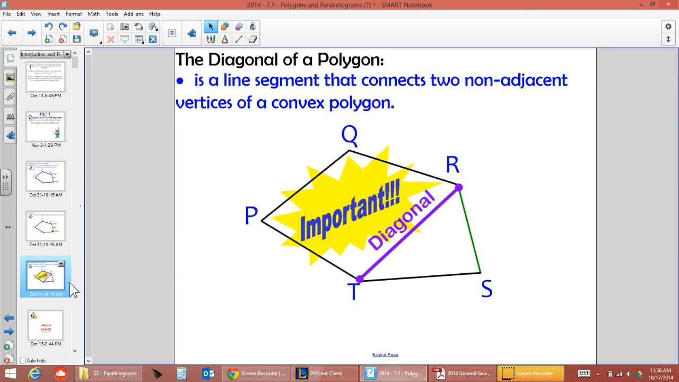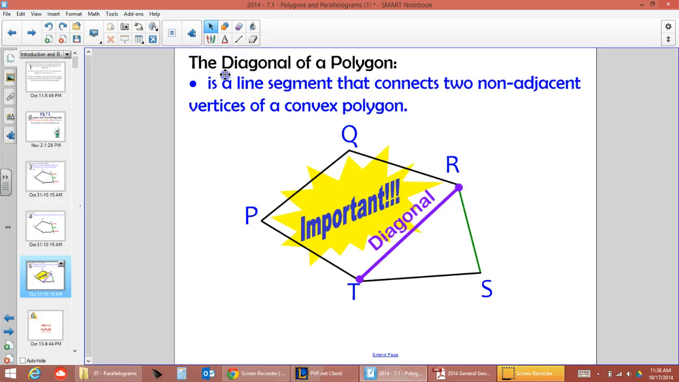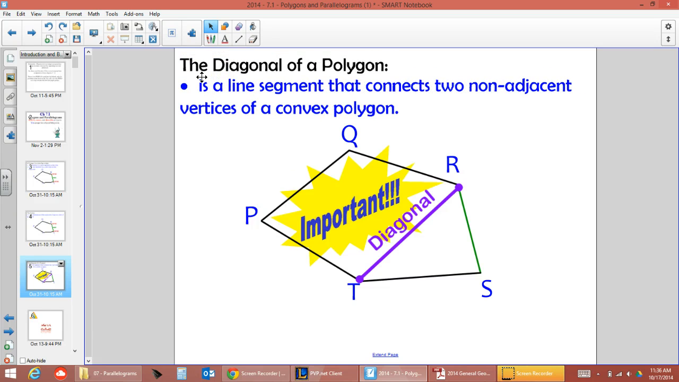All right, so the diagonal, this one is important. The diagonal of a polygon is connecting any vertex to a non-adjacent vertex. So RS here is a side, but RT is a diagonal, and RP would be a diagonal, and RQ would just go back to being a regular side. So this one actually has 2 diagonals from R to T and from R to P. So the diagonals connect vertices that are not adjacent.